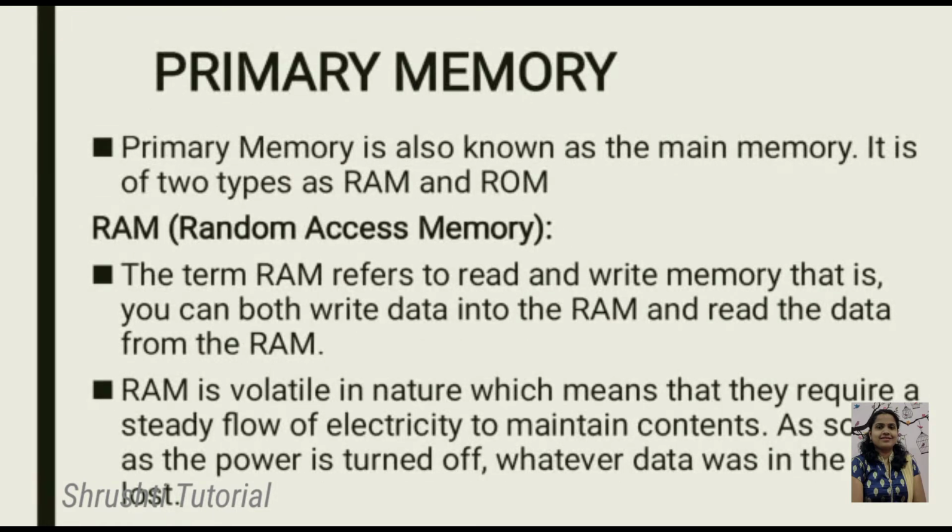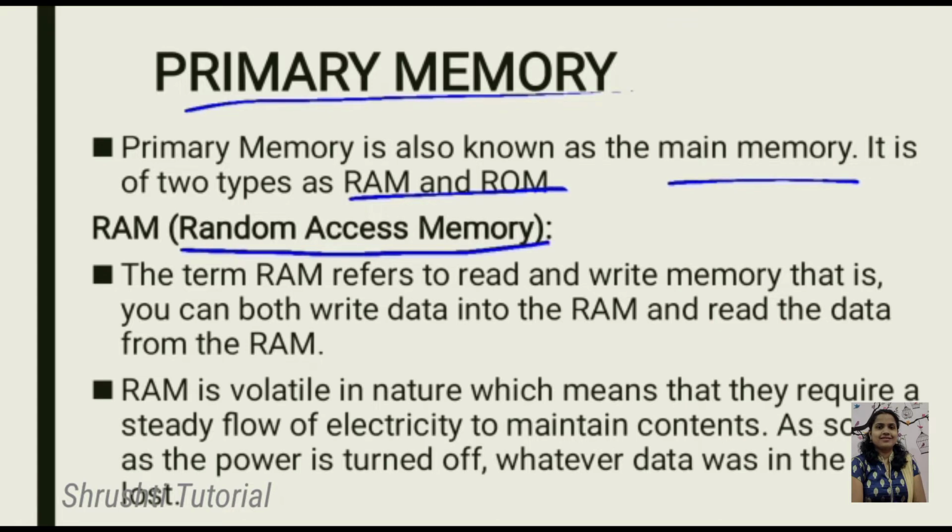Let us discuss primary memory. So primary memory is also known as the main memory. What is it also known as? It is otherwise known as the main memory. It is of two types, RAM and ROM. So what is RAM? The full form of RAM is random access memory. Please remember this. So the full form of RAM is random access memory.